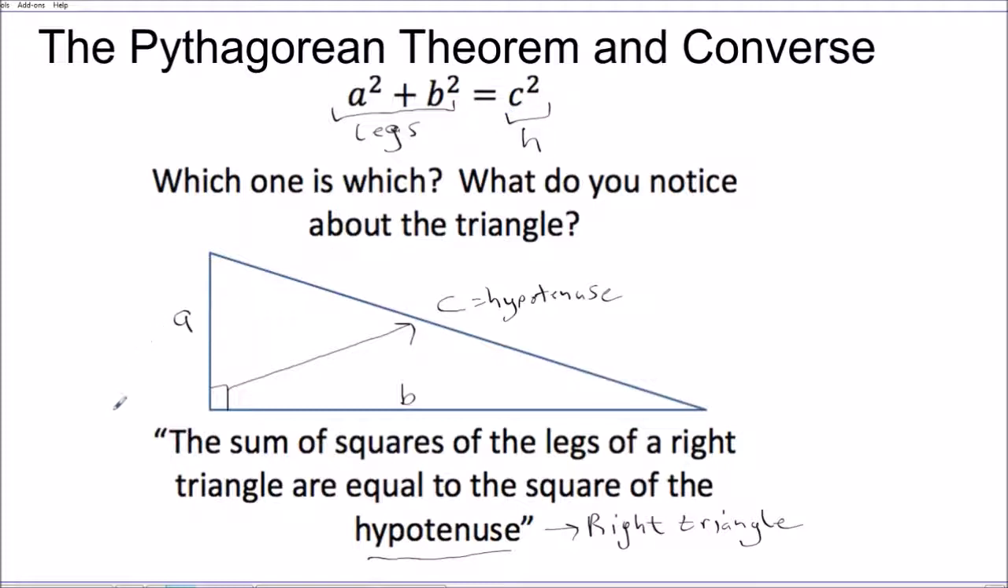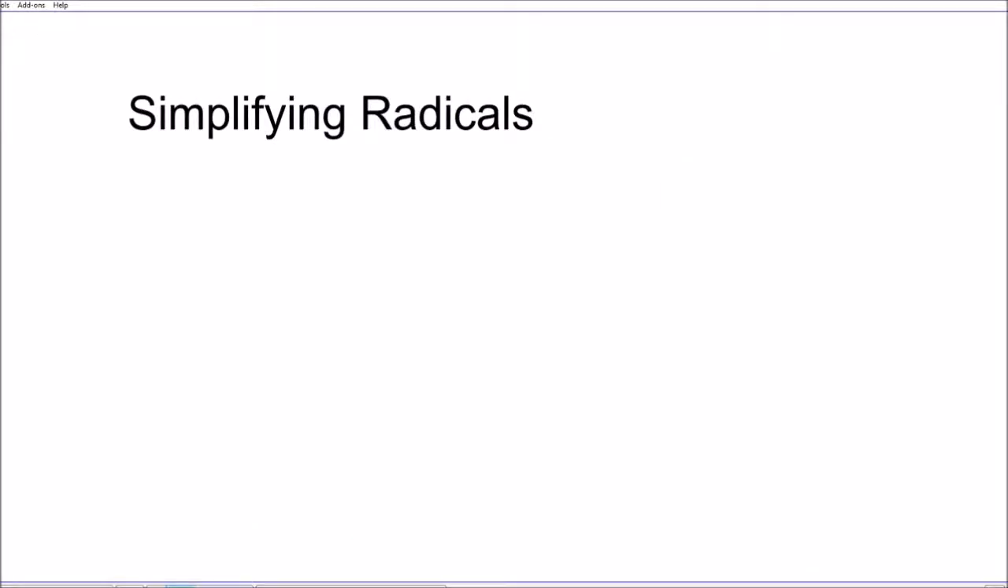Before we do that, we're going to talk about one little arithmetic thing that you need to know how to do in order to express your answer clearly, and then we're going to deal with the converse as well. So let's get to it. First thing we need to know how to do is how to simplify a radical. So we're going to do a few examples together.